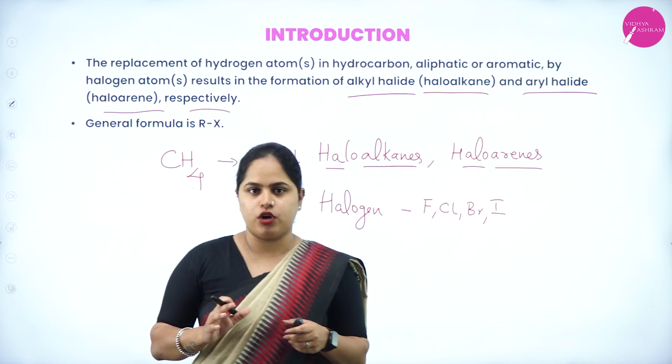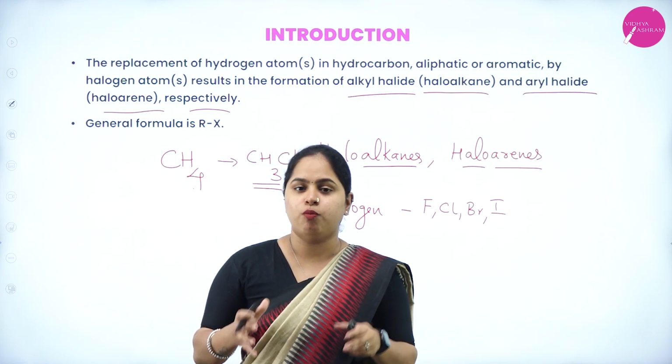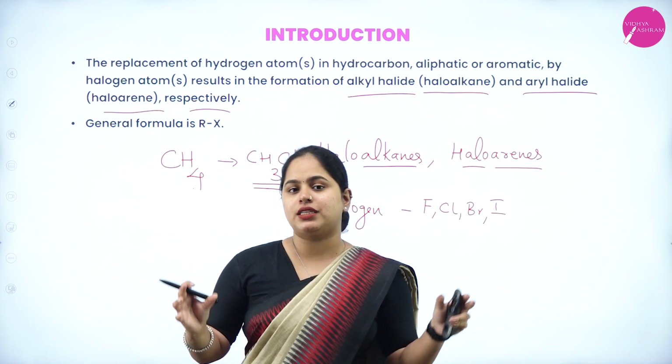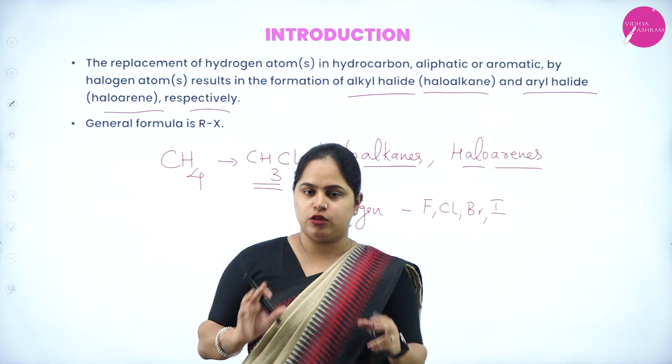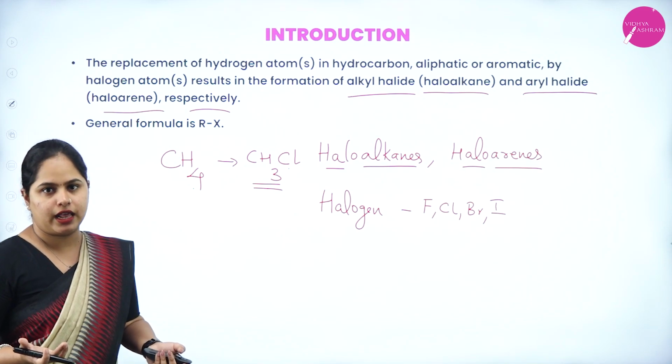So that is very important to understand. From your alkane or your aromatic group, what happens? One hydrogen atom will be replaced by another halogen atom. So it is not necessary that it is chlorine. It can be any other halogen atom.